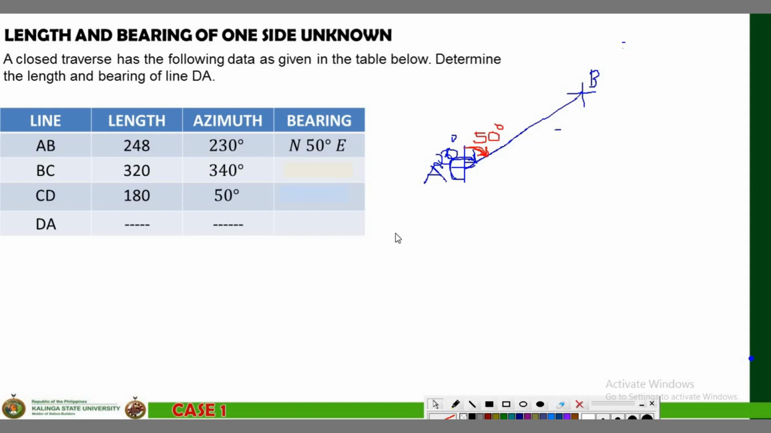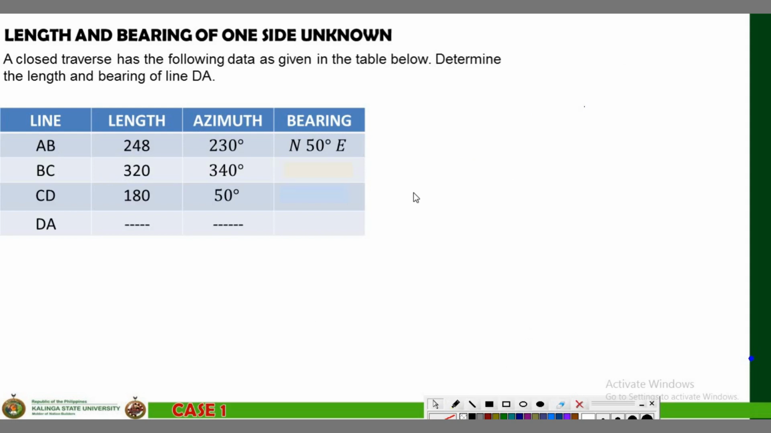Now, when we say bearing, always indicate the direction. So the direction here is north 50 degrees east. Your classmate is correct. That is how you convert azimuth into a bearing. How about line BC and line CD? We cannot get the bearing of line DA because it is unknown.